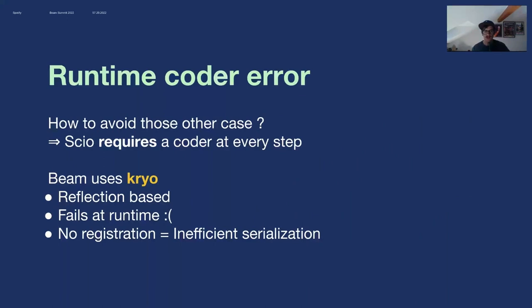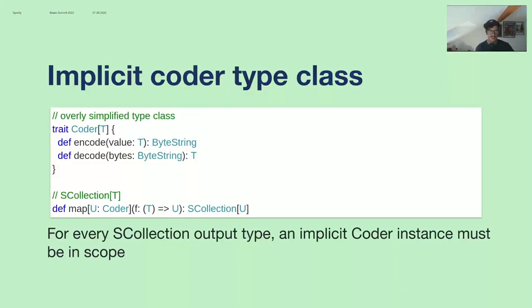Scio will require a coder at every step of your pipeline. When Beam tries to infer the coder, it usually uses Kryo. Kryo is reflection based. It tends to fail at runtime depending on your data, and if you don't have registered Kryo classes, it may be inefficient. So we can use implicit and type classes again. If you define a coder, it can be this type class: a Coder of T, just an encode to a byte string and decode from a byte stream.